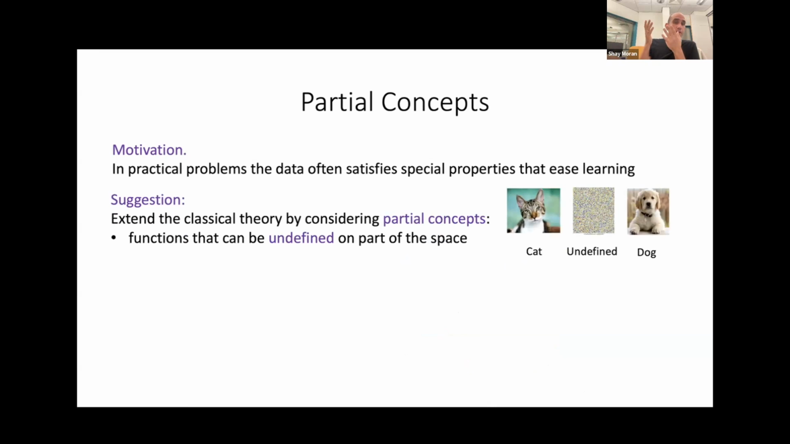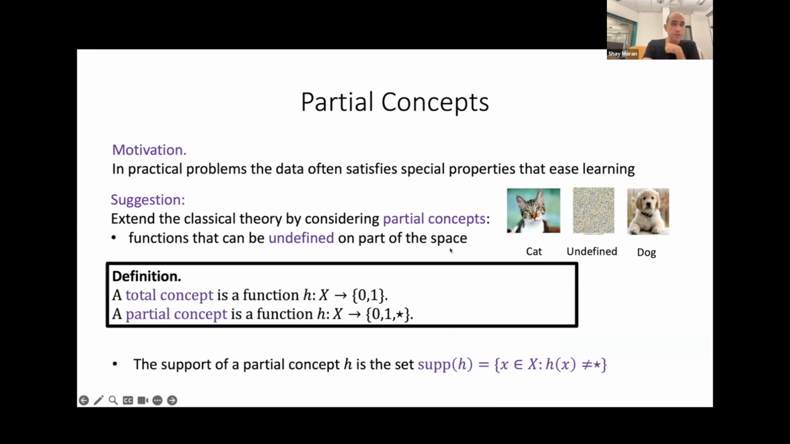So what we suggest is to capture these cases in a unified way by considering partial functions, partial concepts. These are functions that can be undefined on part of the space. A total concept is a total function, so it's a function from x to {0, 1}. And a partial concept is a function from x to {0, 1, star}, where we interpret star as being undefined. Okay?